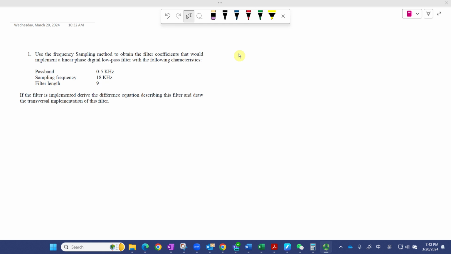Okay, first step is we want to draw the frequency domain representation. For example, this filter has something that looks like this. Its cutoff frequency is 5, okay, 0 to 5 hertz. The sampling frequency is 18, okay, so this is 2, 4, 6, 8, 10, 12, 14, 16, 18, okay, so this is 18.